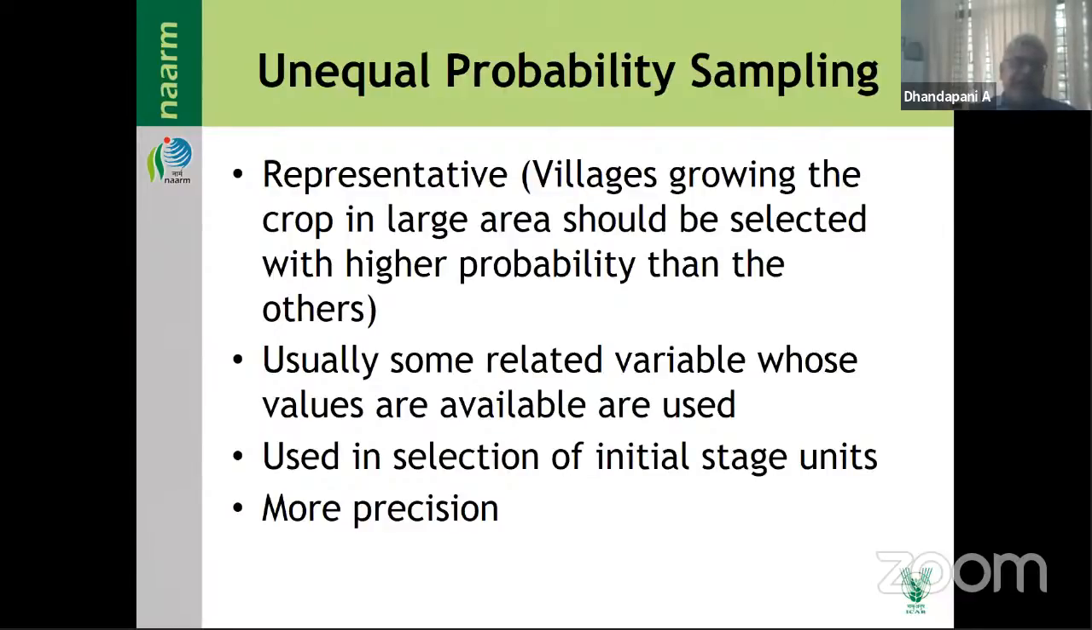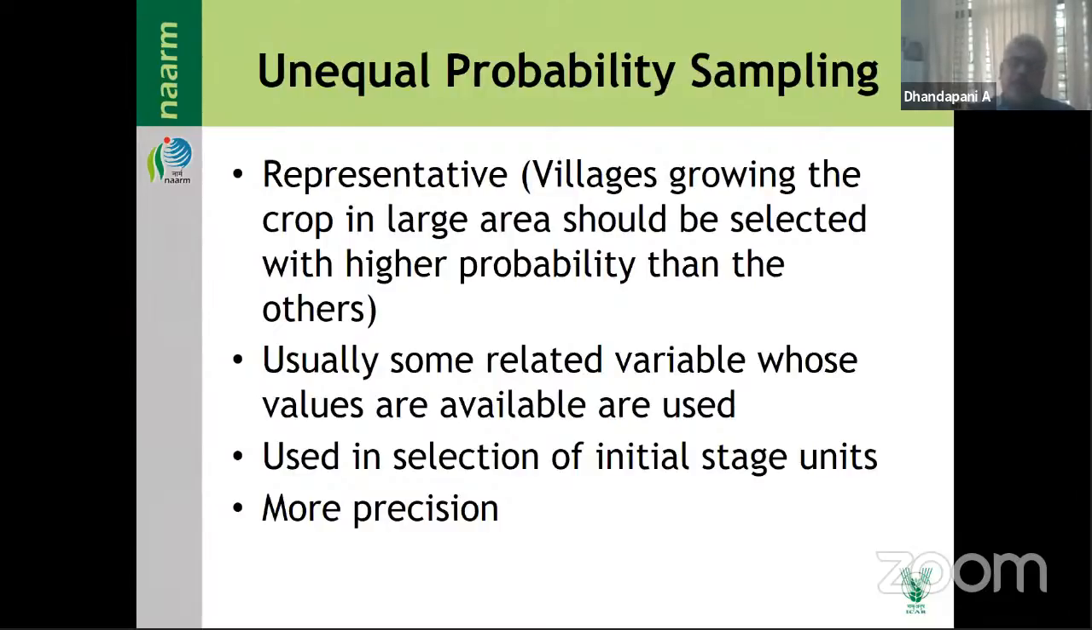The reasoning is that it is related to the precision of your estimator, because if you are allocating the probability based on certain variables which are closely related to the variable of your interest, then your precision will automatically increase. But the problem in unequal probability sampling is that we have to apply it only at the initial stage, because this information will not be available at lower levels.